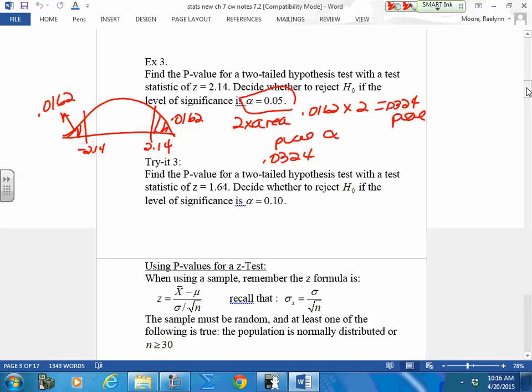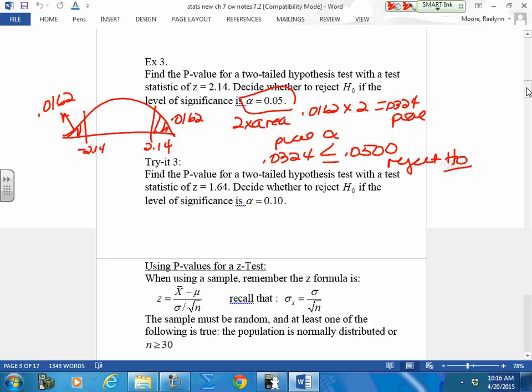And again, they gave you your level of significance. Fill it with zeros. Drop the decimal. 324 is less than 500 or greater than 500? So we say less than or equal to, and what's your decision? Reject H0. Good.